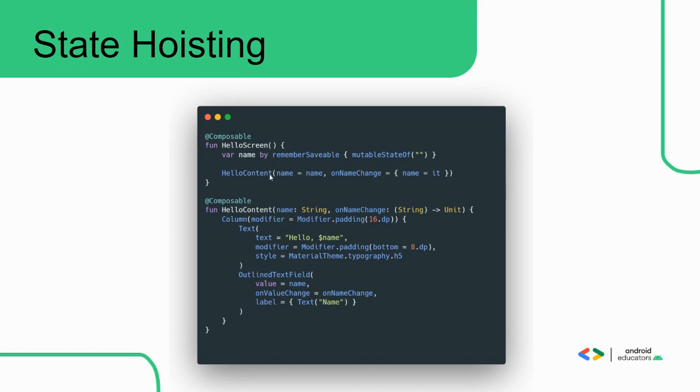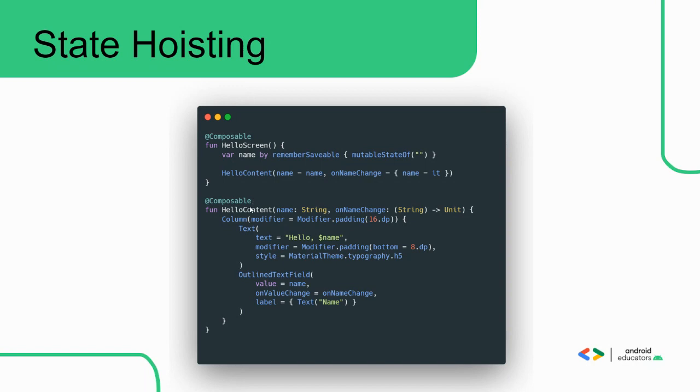When the hello content is called again, now the name is a mutable state. You can see in this on name change listener, it is updating the name here. Name is equal to it. Whatever value that on value change is providing, it will get assigned to name. Now when the name gets updated, since it's a mutable state, it will automatically recompose the hello content.